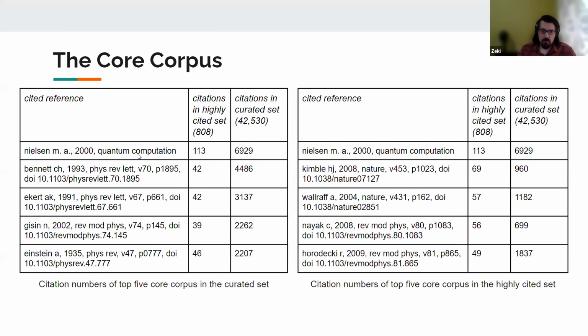So the total citation number of this work is much higher, but in our literature, it has been cited these times. But also you can see that for the top 5 core corpus in the curated set, they are the cornerstone papers or works like Nielsen and Chuang, Bennett, Ekert, Gisin, and Einstein's EPR paper. But for the highly cited set, the most cited papers are more recent, like Kimble's quantum internet paper, Wallraff's superconducting qubit, Nayak's, I think this is about topological quantum computing, and the Horodecki's paper. I think this is the review on quantum entanglement and quantum measures.